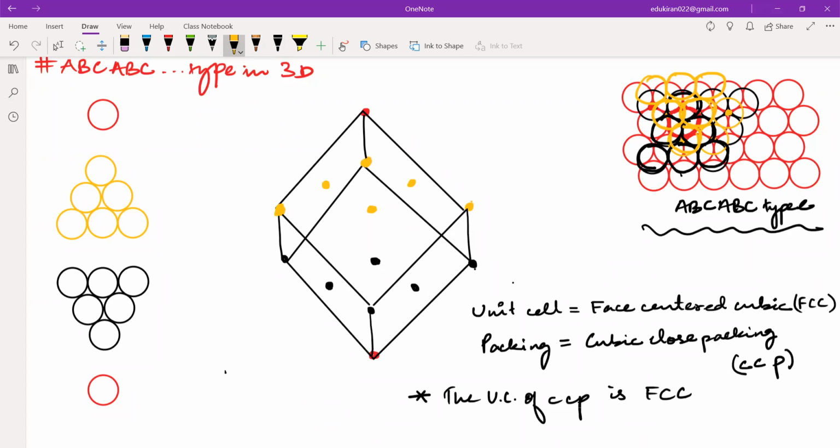We have a yellow atom here. So these are the yellow atom corners. Then we have the black atoms here and here. We have the red atoms here and here. Black atom is here also.